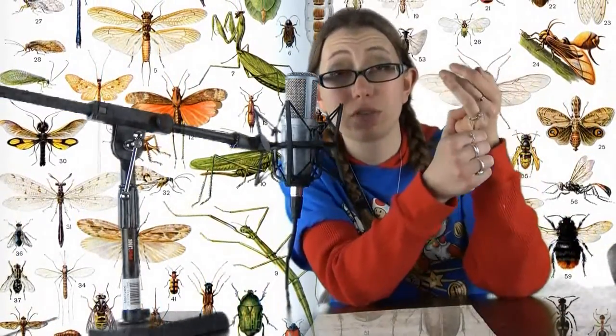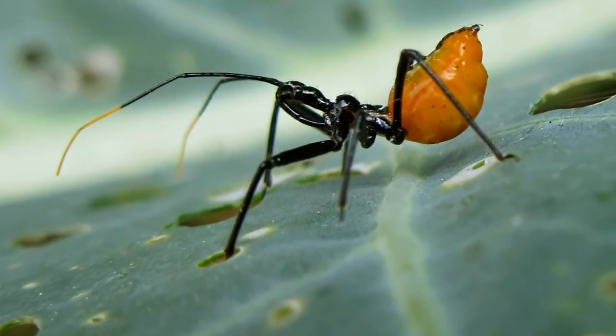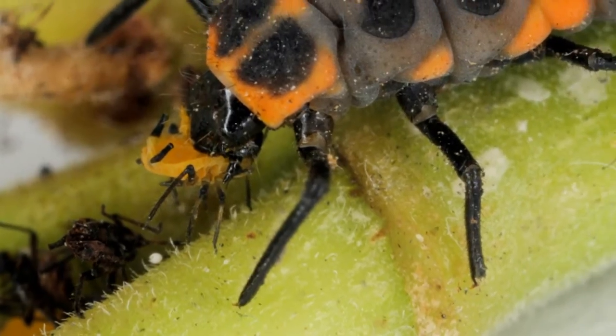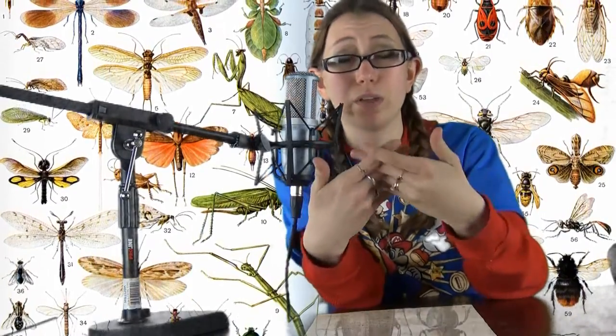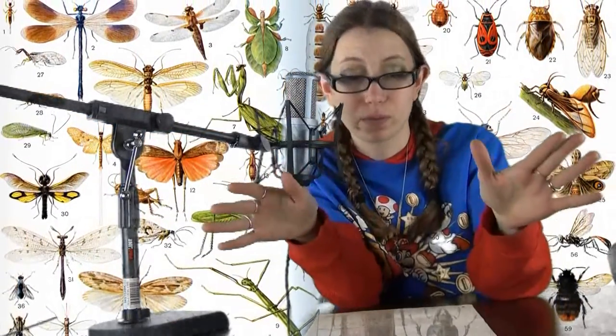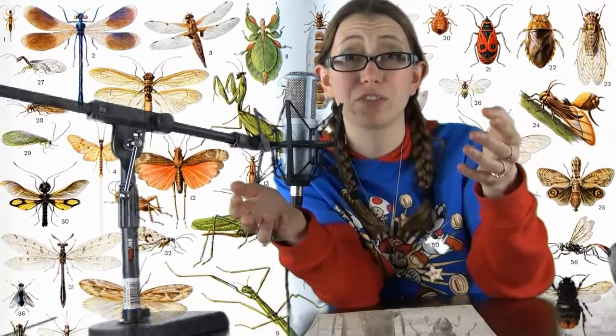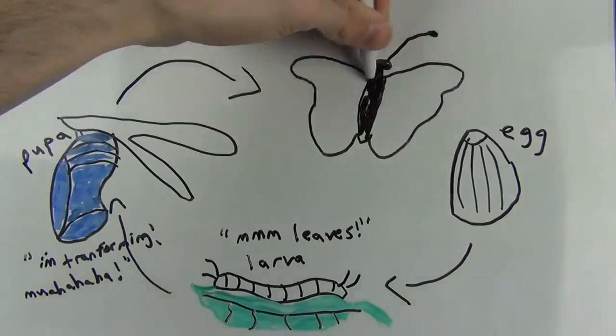Nymphs and adults of the simplified metamorphosis will attack the same plants and they will do the same damage because they are one and the same. The only thing is one is bigger because it's more mature. It's the only difference. The complete metamorphosis consists of four different stages: egg, larva, pupa, and adult.